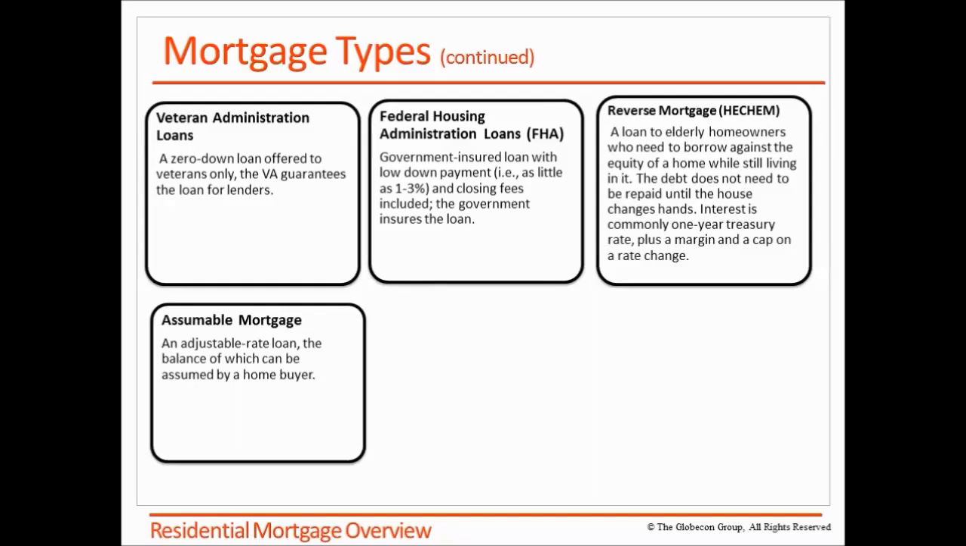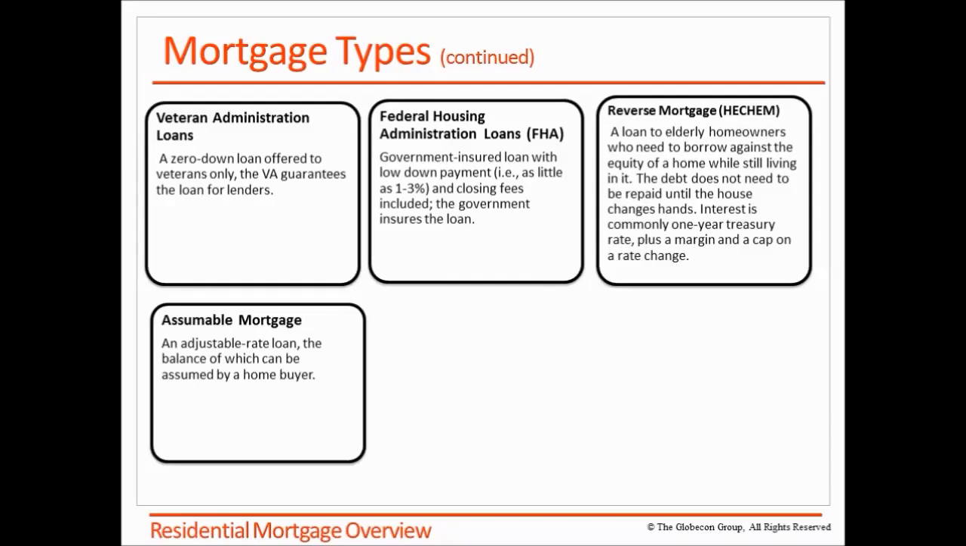Next we have the Federal Housing Administration, or FHA loans. So these are government insured loans with little down payment, as little as 1 to 3%, and closing fees included. The government insures these loans.